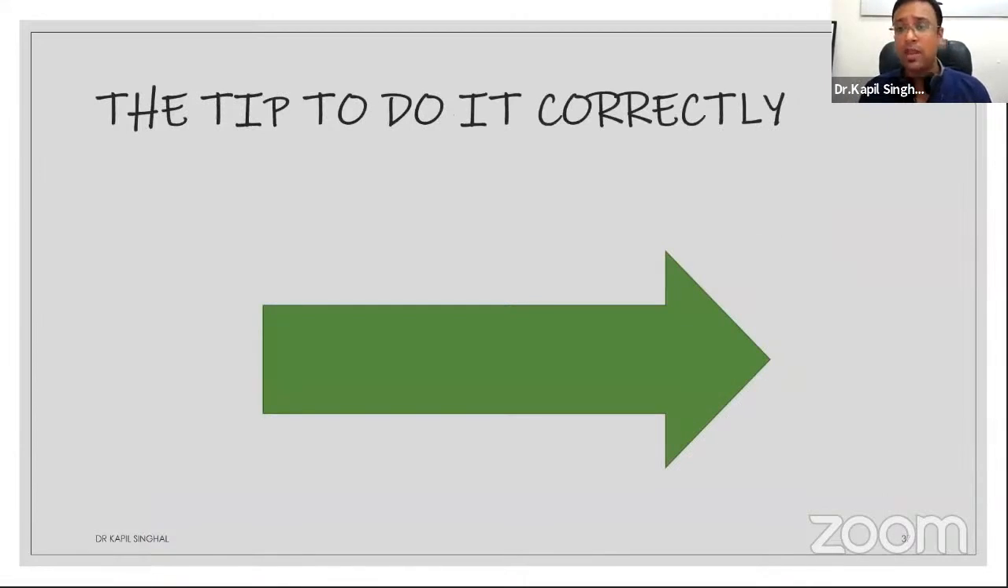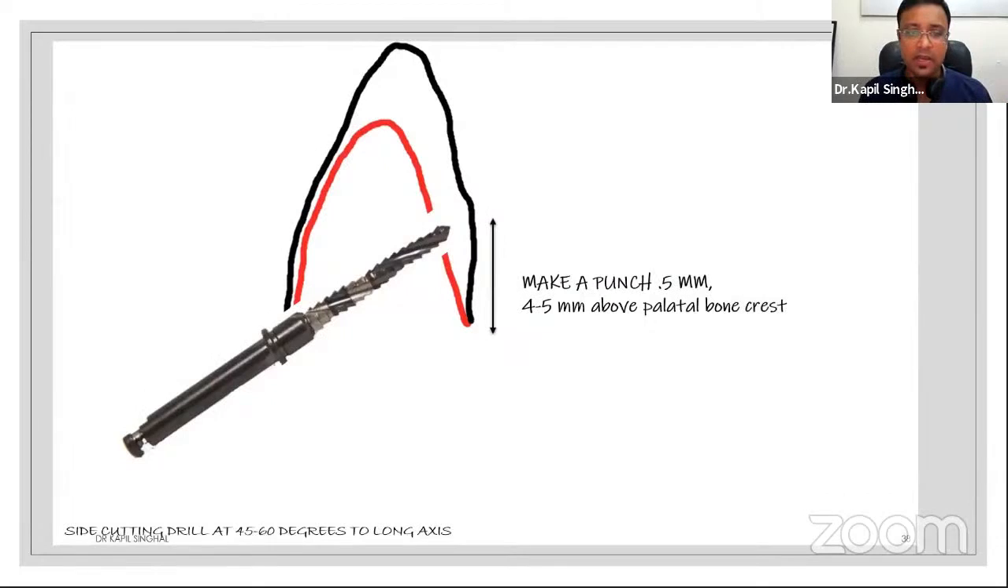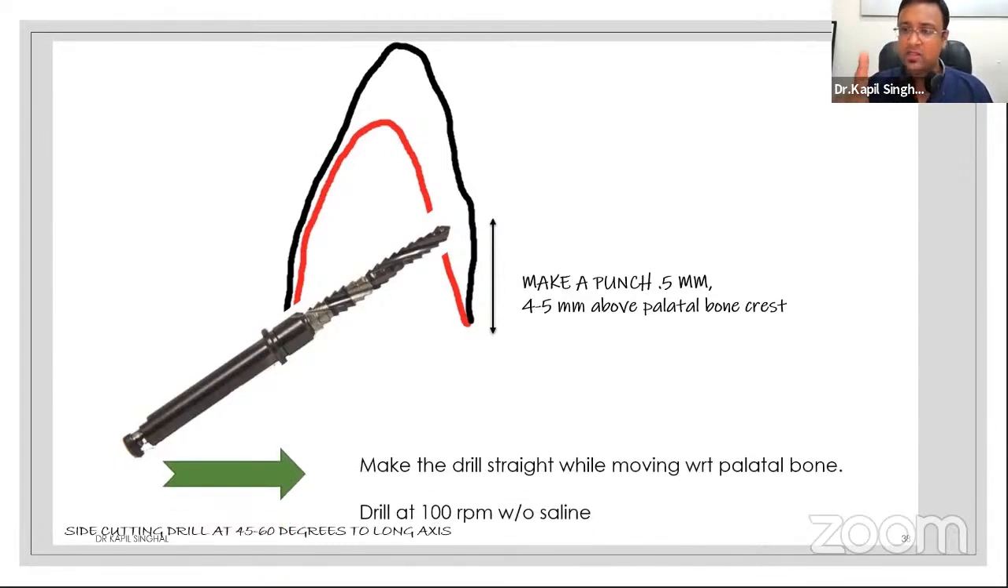Now, a very important tip on how to do it correctly. I told you what not to do, and now what to do to put it in the correct way. First thing, take your side cutting drill and place it on the palatal wall 4 to 5 mm away from the crest, and start drilling at 100 RPM without saline. You need not drill completely into the palatal bone, just make a punch of 0.5 mm in the palatal bone. As you get this catch or punch in the palatal bone, now make this side cutting drill straight.